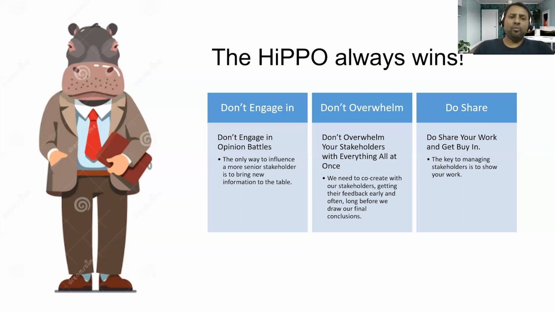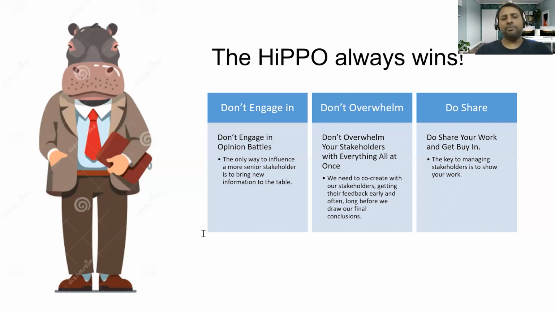The next thing is don't overwhelm your stakeholder with everything all at once, right? We have already learned that any team has no chance in a battle to win over the opinion of the leader. So what's wrong in that? Any team can make a common mistake: they know the stakeholders are busy, so they update the stakeholders only after they finish their research and draw a conclusion, right?